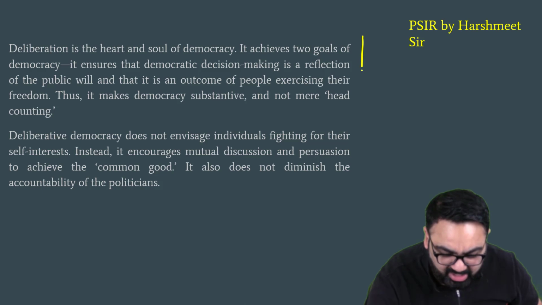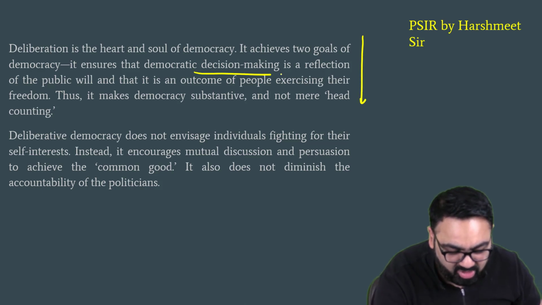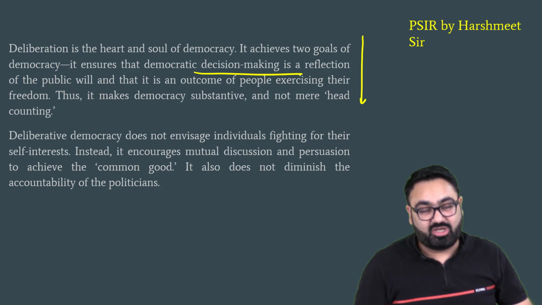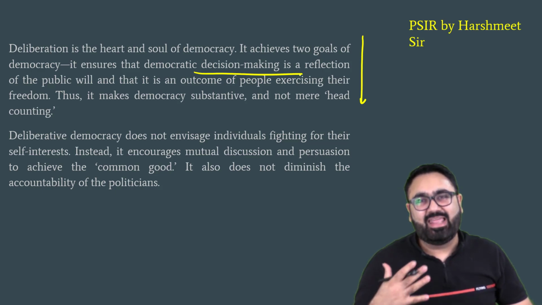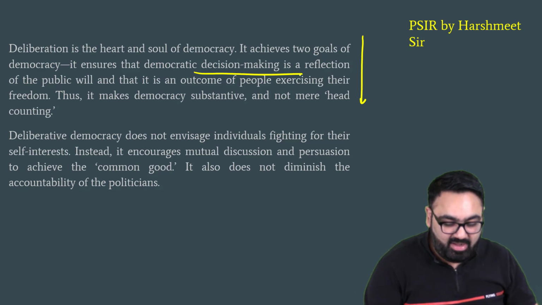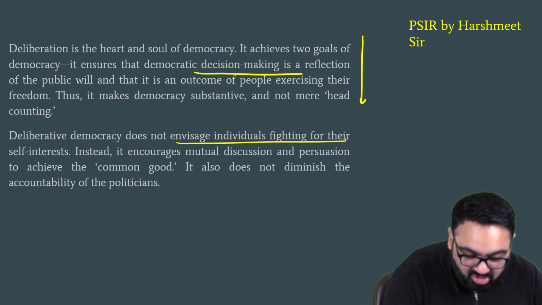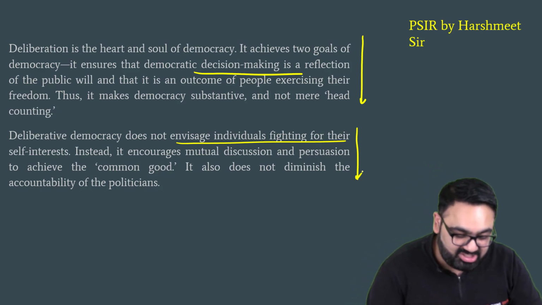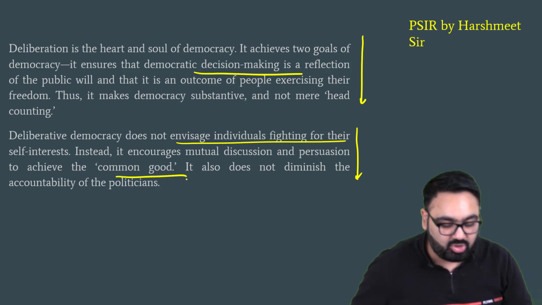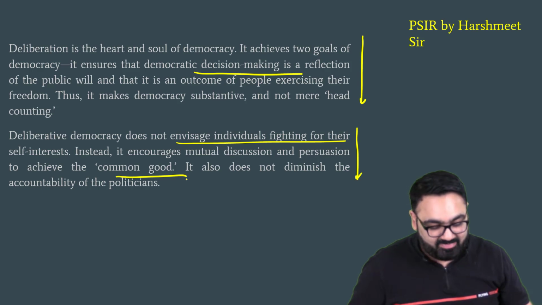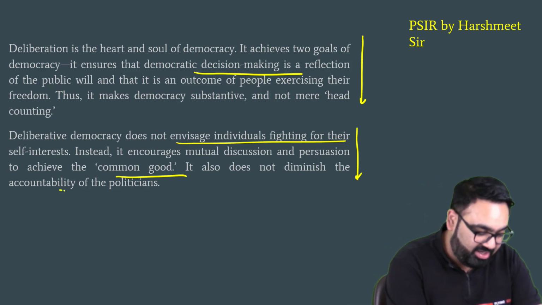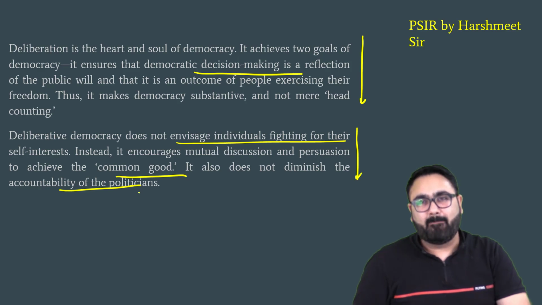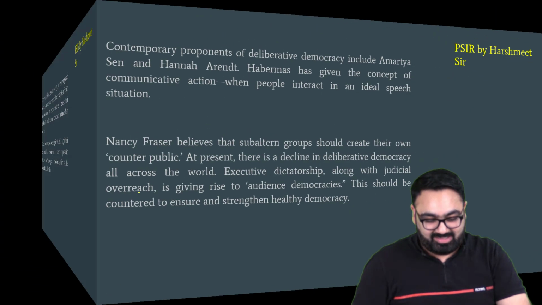How democracy usually wants to achieve the goal of democratic decision making, making sure that the people are happy, making sure that the people's will is being respected. Deliberative democracy does not want individuals to fight for their self-interest. Rather, it encourages discussions and persuasions for the common good. It does not diminish accountability of the politicians. Politicians are still accountable, but they are expected to be much more open to ideas from the other side.